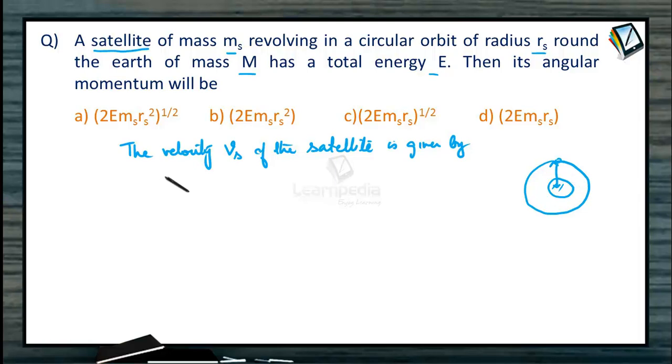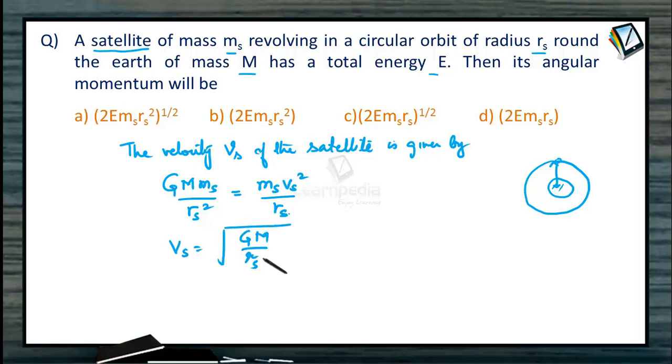What is the force between them? Gravitational force, capital G, capital M, small ms for the satellite divided by rs square, is equal to the centripetal force, ms vs square divided by rs. So the velocity of the satellite will be under root of G capital M divided by rs. So what will be its kinetic energy? Kinetic energy will be equal to half of ms vs square.